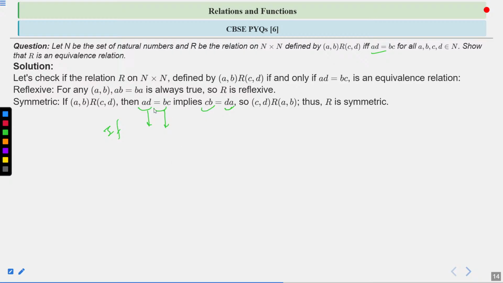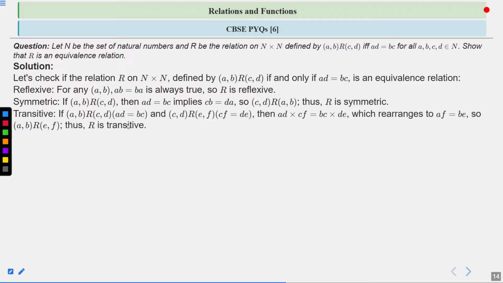So ad was equal to bc. We can write bc as cb and ad as da. So cb is equal to da. So we can write it the other way also, cb is equal to da. So if (a, b) is related to (c, d), then (c, d) is also related to (a, b). Thus R is symmetric. Therefore R is symmetric also.